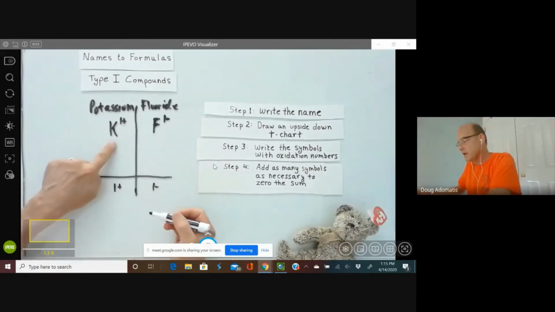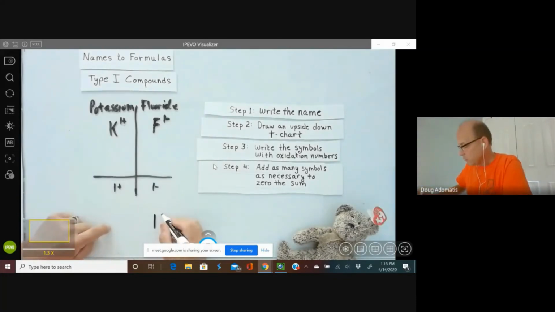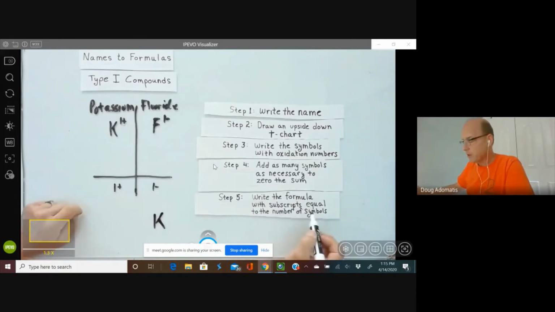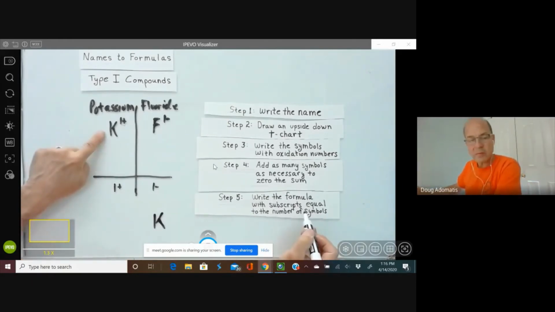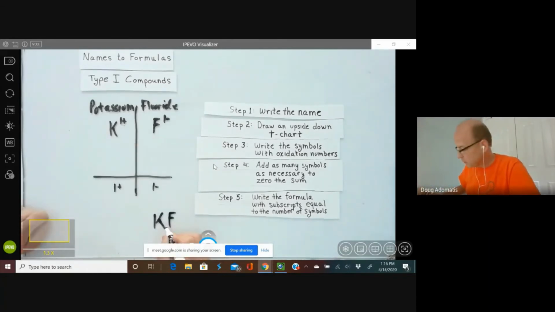Because we can take the positive ion of potassium and the negative ion of fluorine, and when you write the formula, step 5, all you do is write the formula with subscripts equal to the number of symbols. So I've only got 1 potassium symbol over here, and I've only got 1 fluorine symbol over here. Now, I don't write the subscripts of 1 and 1 because that's implied, right? It doesn't make any sense to write 1 because you know there's 1. You only write subscripts when there's more than 1.